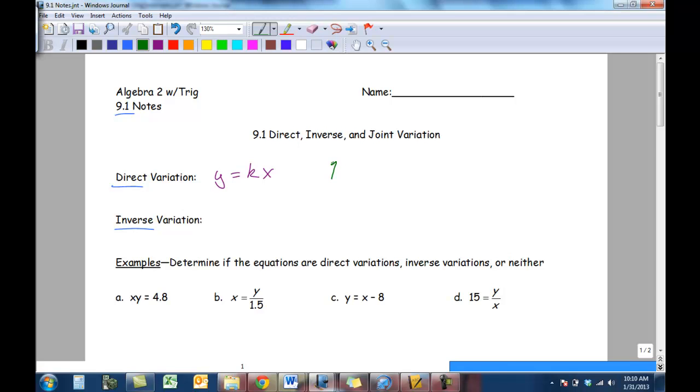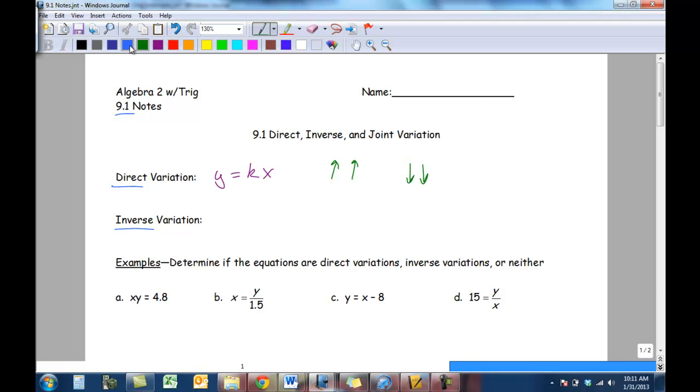For example, as x goes up, y is also going to increase, or as x goes down, y will also go down. Varying directly is something that you may have heard before. Your quiz grade will vary directly to your homework grade. Generally, as your homework goes up, your quiz grade goes up. Your homework goes down, your quiz grade goes down.